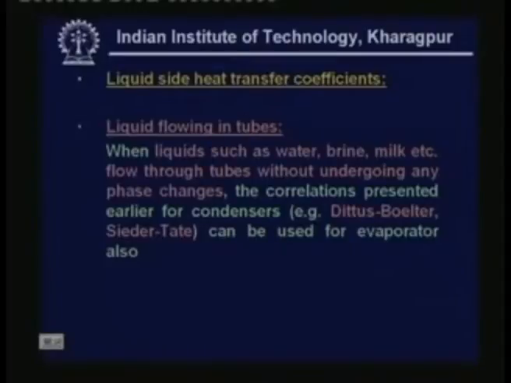Okay, exactly the same correlations can be used with a small change. In the Dittus-Boelter correlation, for example, you have Prandtl number and the exponent of Prandtl number is 0.4, because the liquid is being heated as it flows through the condenser, right. But when you use the same expression for evaporator for the external fluid, then instead of using 0.4 for Prandtl number, you have to take 0.3 in Dittus-Boelter correlation, because the liquid is being cooled in case of evaporator. This is the only change, otherwise the correlation will be exactly the same. Okay.